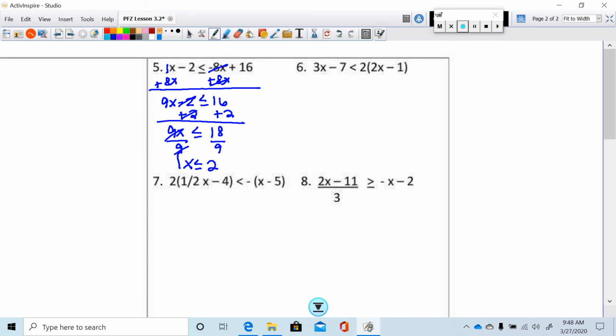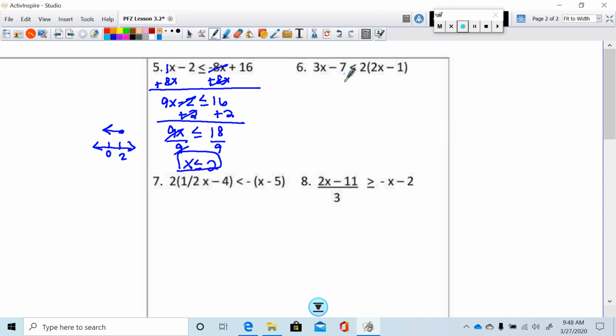So that's the solution. And I'm going to graph it. So I'll do that over here. So 0 would be here, 2 would be here. It's underlined, so I use a closed circle, and the arrow is going to the left, so I make my line go to the left.